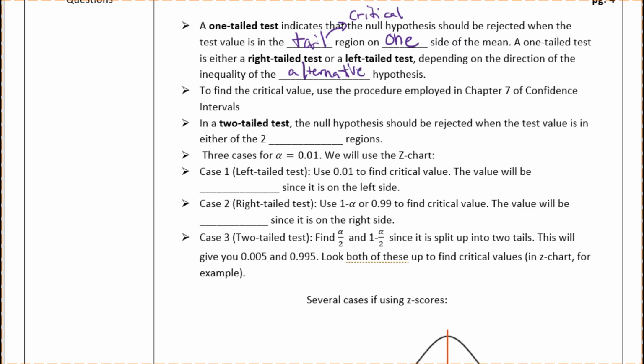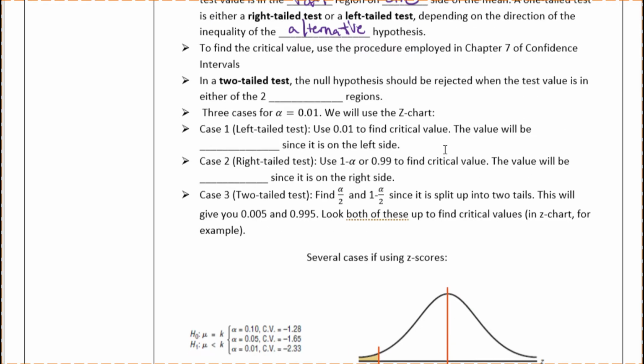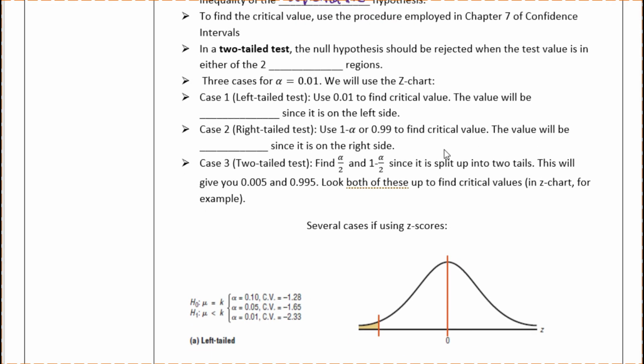We'll show you how the rejection region looks. Right now this is just vocab that we're going through, but we'll show you how it looks visually. To find the critical value, we're going to be using the procedure in confidence intervals. In a two-tailed test, the null hypothesis should be rejected when the test value is in either of the two tail regions, okay?